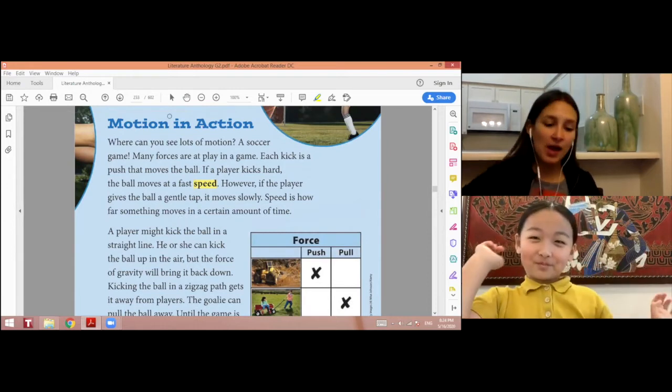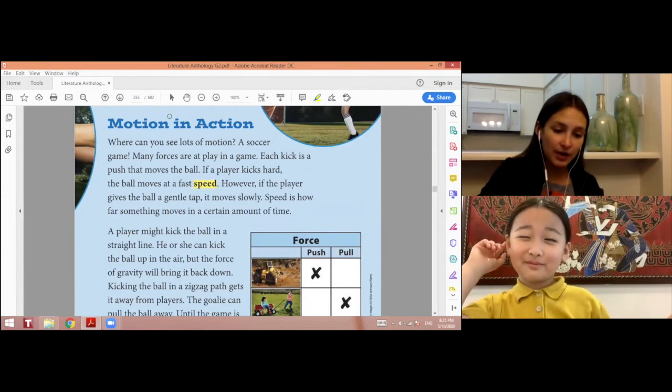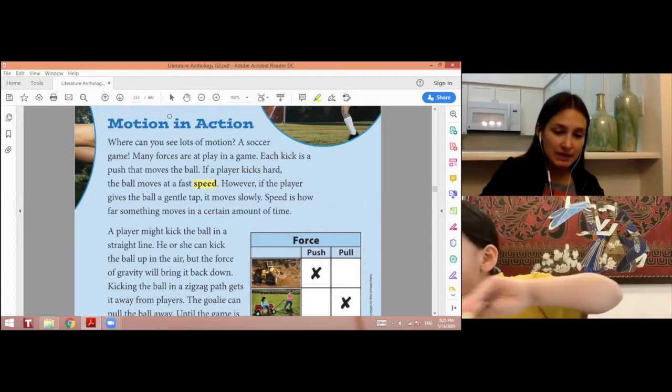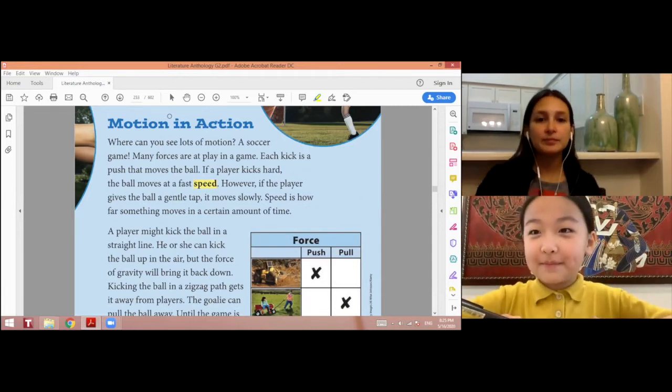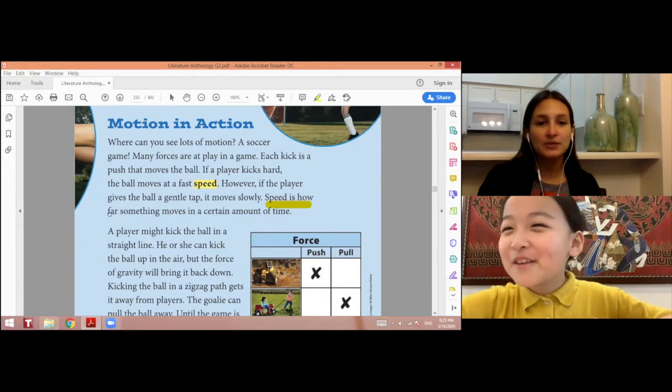Okay, so there is another word that I will ask you. I want to write it down. And the word is speed. Okay, so here's the definition of speed.